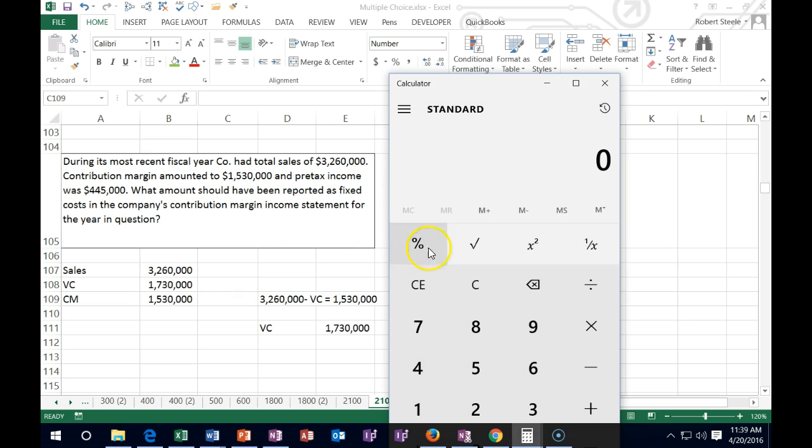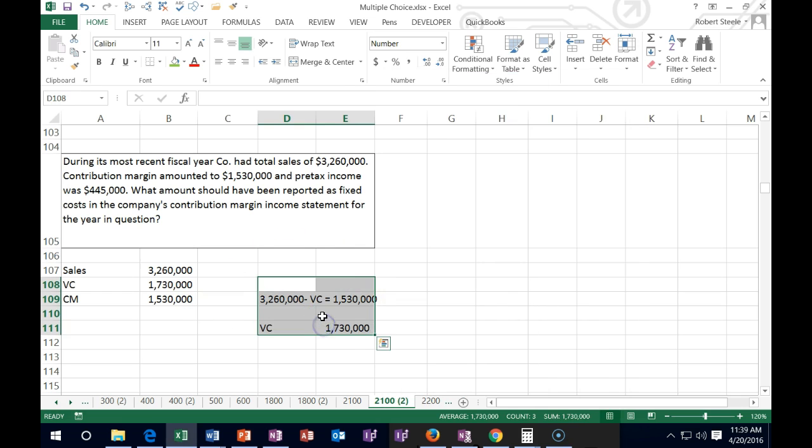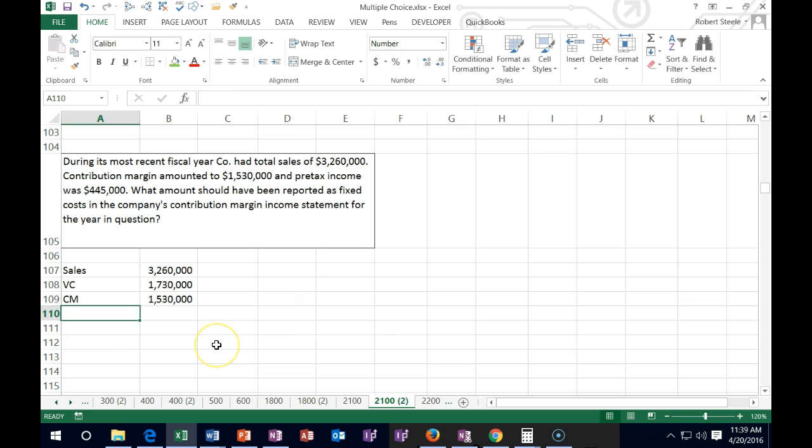And we can double check that by pulling out the calculator. Does it work to say 3,260 minus 1,730? I know I left off three zeros, but same thing. Yeah, that works. So that's that one, and then we're going to take the fixed costs, which is what we're looking for.